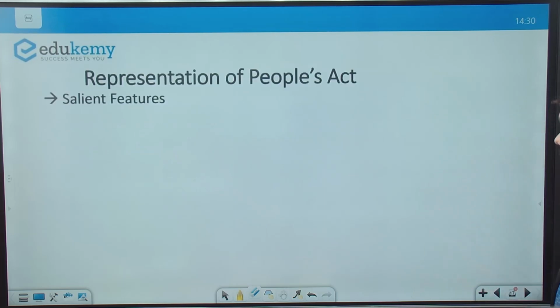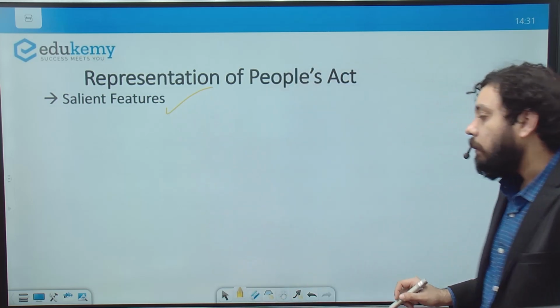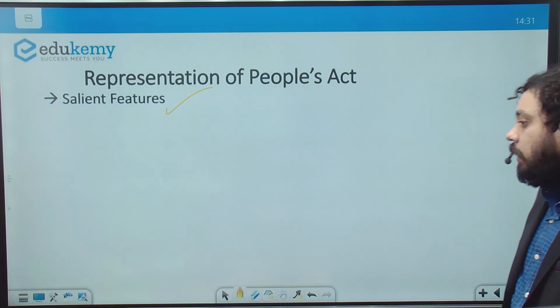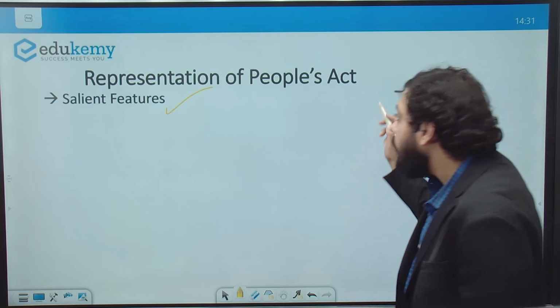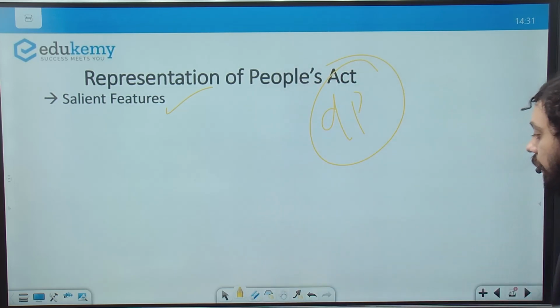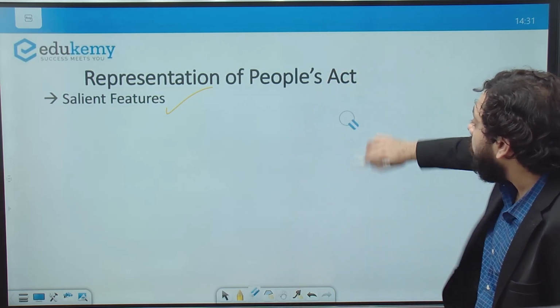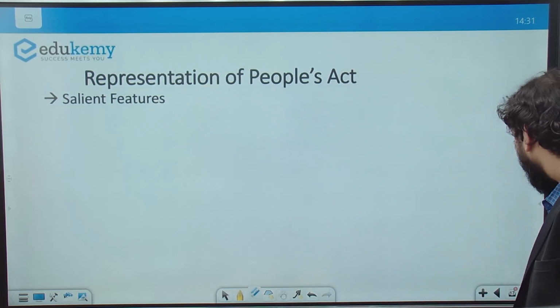Then we take a look at a very simple topic, which is the Representation of People's Act. It is basically the idea of what the salient features of the Representation of People Act are, what the conditions are under which people can stand for elections, what the conditions of disqualification are, and some powers of the Election Commission of India. It deals with the democratic process of conducting elections in a country like India, which is itself a very, very huge achievement, and therefore we need to understand the part of the act which governs the conduct of elections.